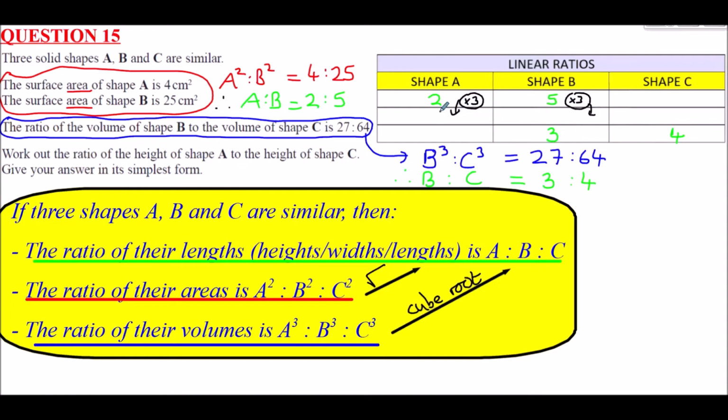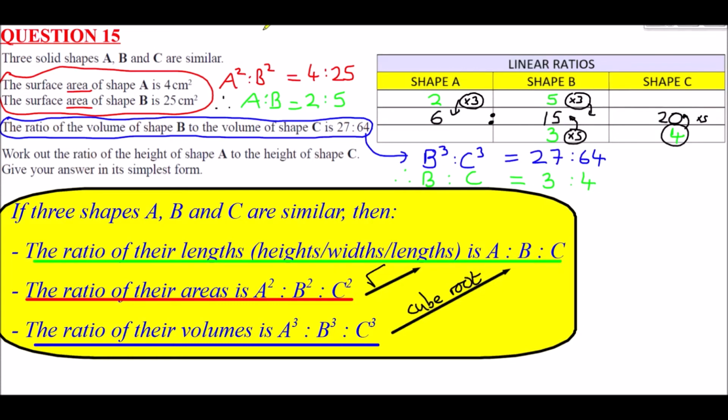So 2 times 3 is 6. 5 times 3 is 15. Likewise, to go from 3 to 15, we'd have to multiply by 5. So if we times by 5, we do 4 times 5, which is 20. We now have a linear ratio of shape A to shape B to shape C, all comparing like for like.